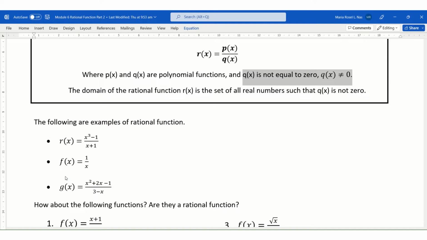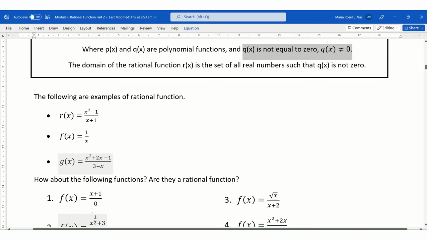So, for number 3, g of x is equal to x squared plus 2x minus 1 over 3 minus x. This is a quadratic function, and yung nasa ilalim is a linear function. Since this is a ratio between two polynomials, then this example is a rational function.